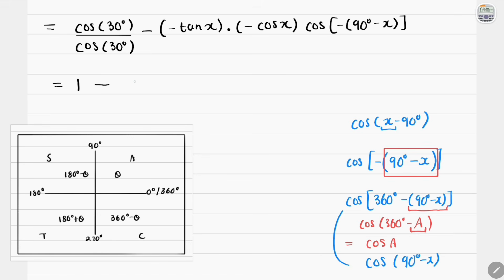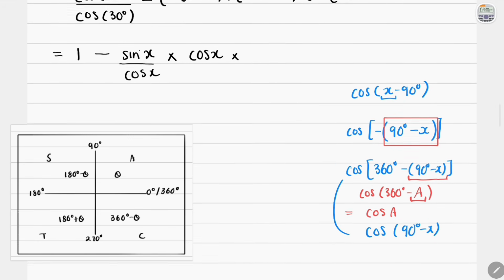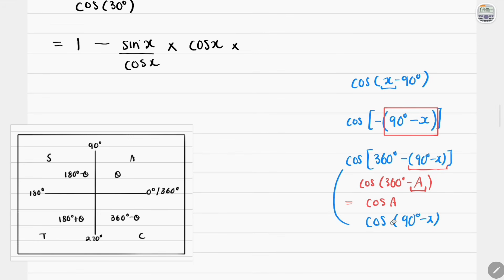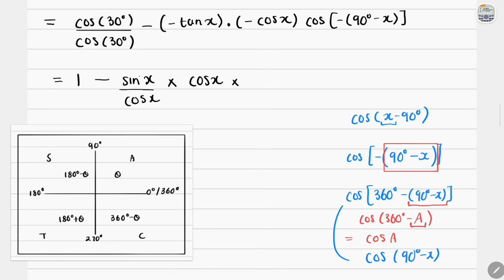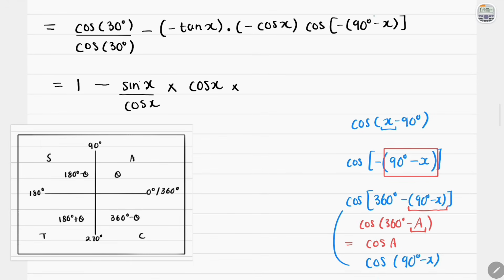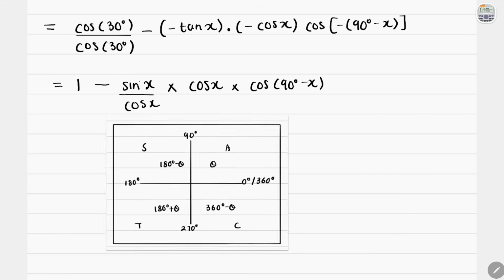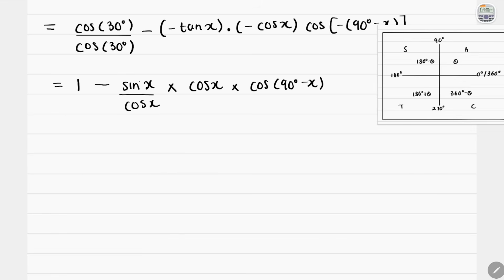Now look at tan x. We could change that to its identity, which is sine x over cos x. And then this is being multiplied by, remember that negative is already here, we multiplied all through, so multiply by cos x. And then multiply by this, which we know simplifies to cos 90 degrees minus x, which you can use co-functions on. So I'll just change it to cos 90 degrees minus x, and then I don't need all of that. And now we're just cleaning this up.